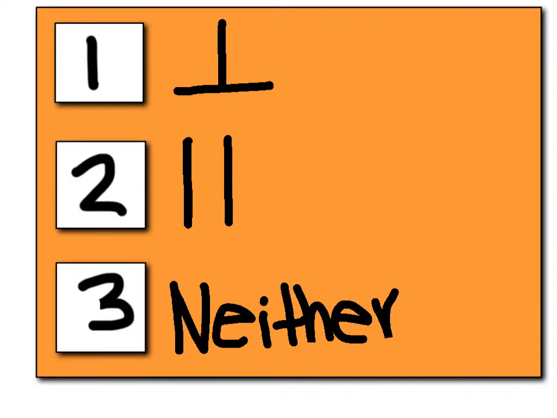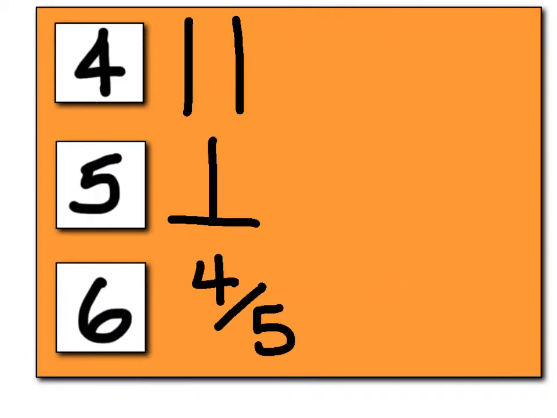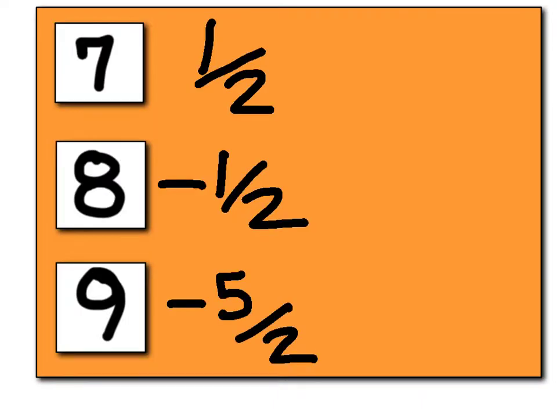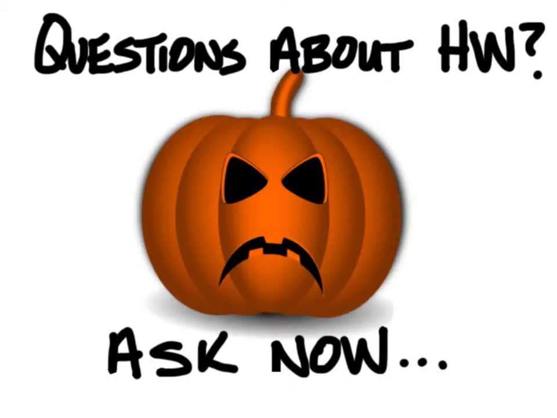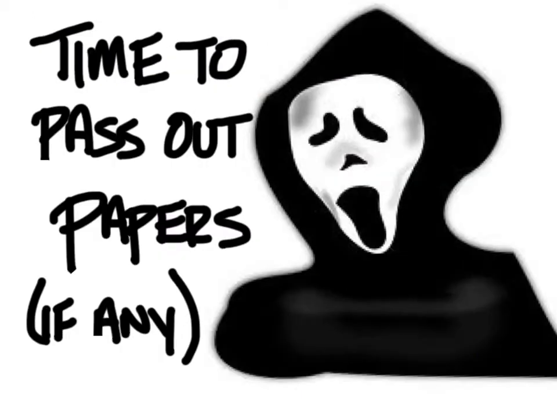Alright, answers for 1 through 3 are perpendicular, parallel, and neither. Answers for 4 through 6 are parallel, perpendicular, and 4/5. 7 through 9 are 1/2, -1/2, and -5/2. And number 10 should just be 1. Alright, questions on the homework?